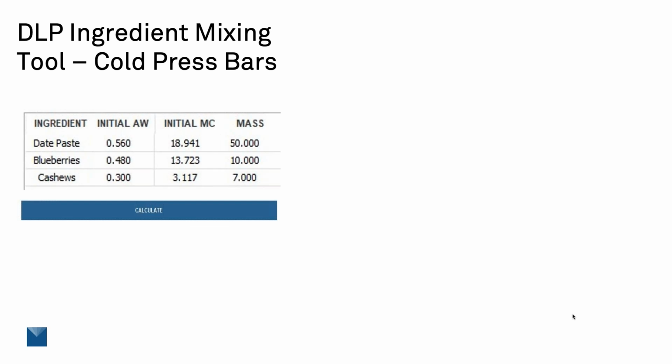This is an example using the DLP ingredient mixing tool. In this case, we're going to look at cold press bars. Imagine that you're making a cold press bar. We're just going to use 3 ingredients here to keep it simple, but you could add as many ingredients as you want. Here we're looking at date paste, blueberries, and cashews. You just have to put in some information about their water activity, their initial moisture content, and then you can also add a mass. This allows us to look at different mass ratios.